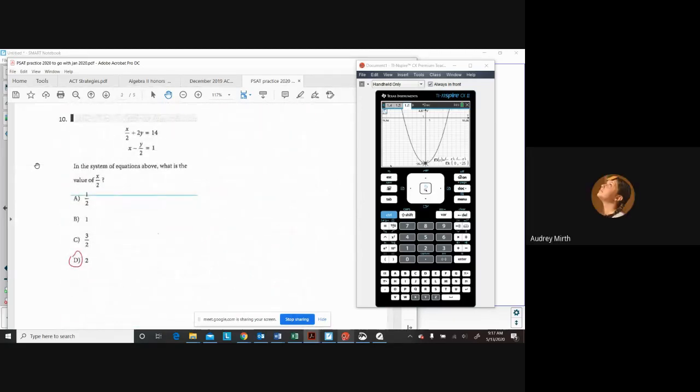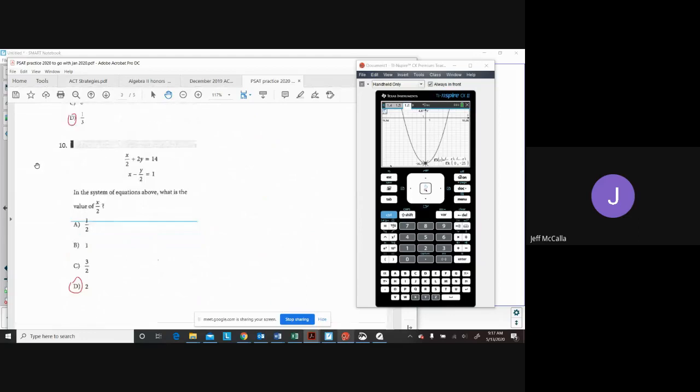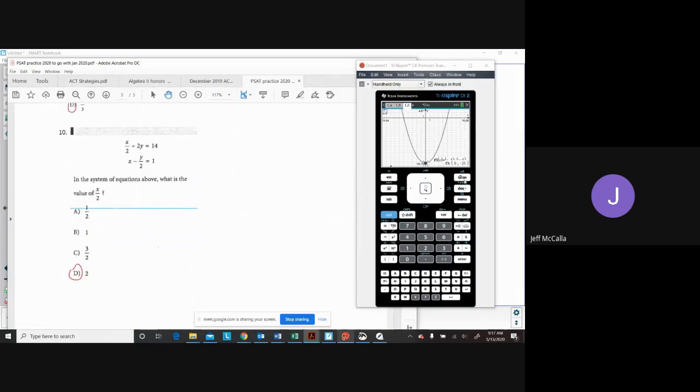Could you do number 10? Sure. So one way of doing this, which I may or may not have ever shown you, but for standardized tests, I'd like you to know this. You can actually do this in your calculator if you want, and let the calculator do all the work for you. So one way of doing that is to go to menu, algebra, and then there's solve a system there.